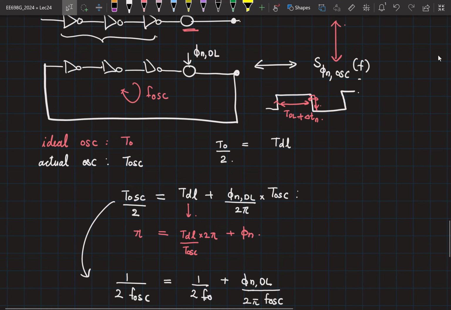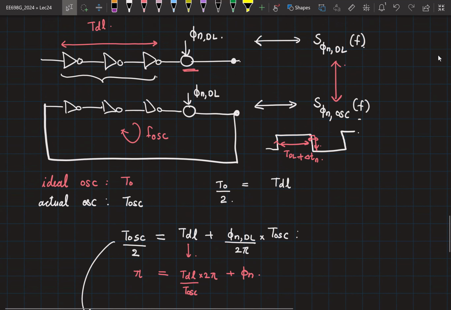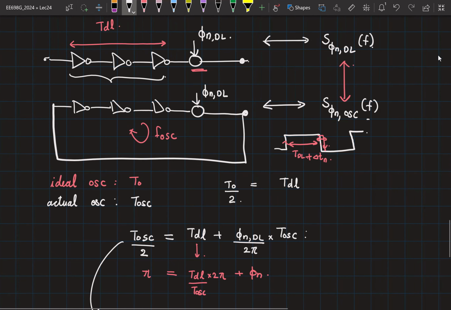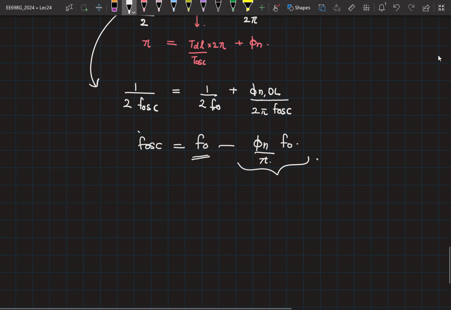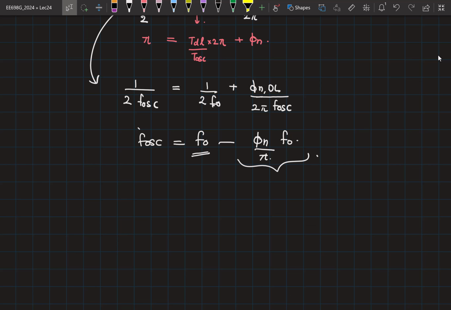So, can you see the simplicity of this calculation so far? All that we have said is from here to here, ideally it should have been pi phase accumulation, or in other words, it is half the time period. But now in the presence of additional phase noise, that half the time period is going to change. Based on that, we have calculated the relationship between the new oscillation frequency and the old oscillation frequency. So the new oscillation frequency is F naught, which is the old oscillation frequency, plus or minus some frequency noise. Now, you have an expression for frequency noise.